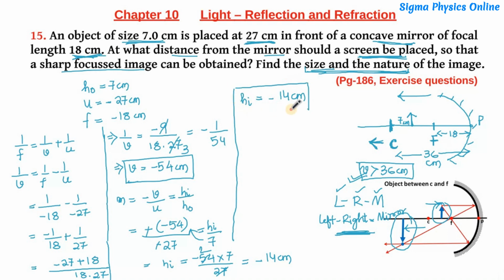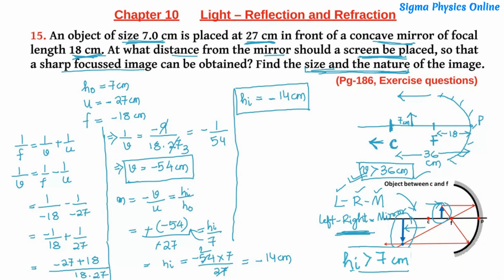So this is the answer to the second part of the question, that the negative sign indicates that the image is a real and inverted one, and the 14 centimeter is the height of the image, which proves that the image is a magnified image. The object height was 7 centimeter, but the image height which we got is 14 centimeter. So as per our assumption that the image distance has to be more than 36 centimeter and height of the image has to be more than 7 centimeter, our answers are in correlation with these two assumptions.